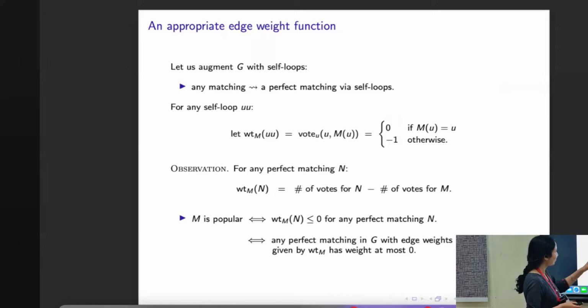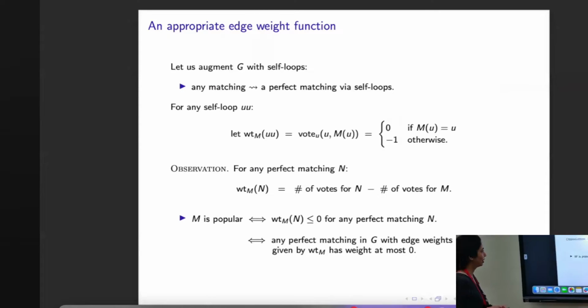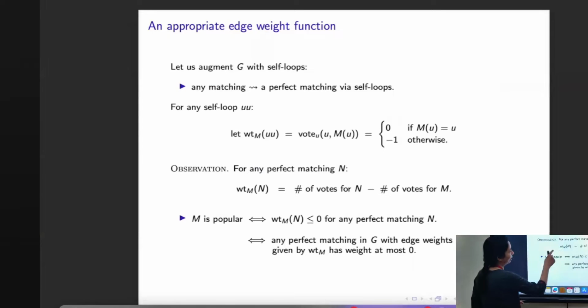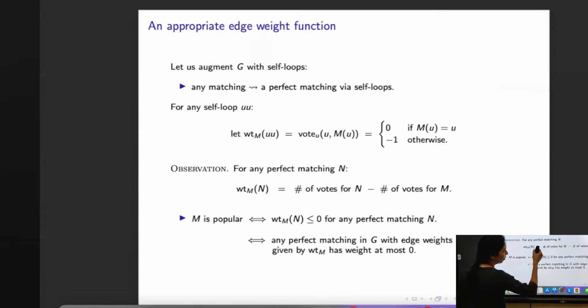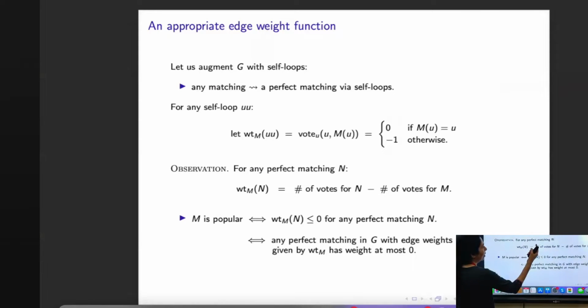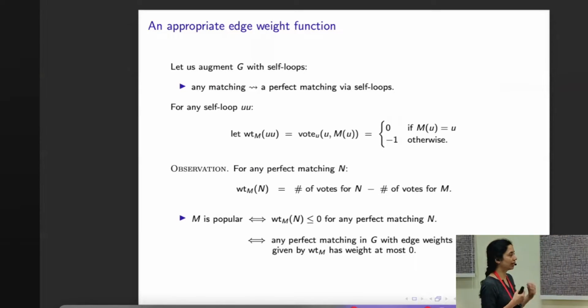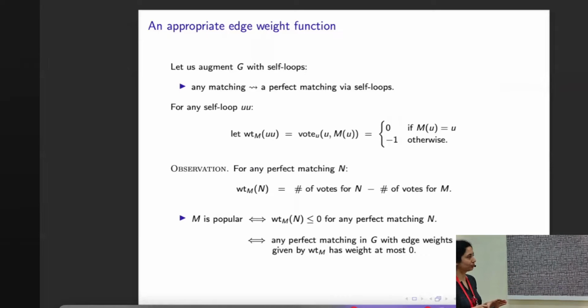So the weight of the matching N is the summation of weight_M of every edge in N. And the way we have defined the weight function, it easily follows, if you write down the steps, that the weight of a matching is the same as: let's count the number of votes that N wins, the number of votes that M wins, and take the difference between the two.